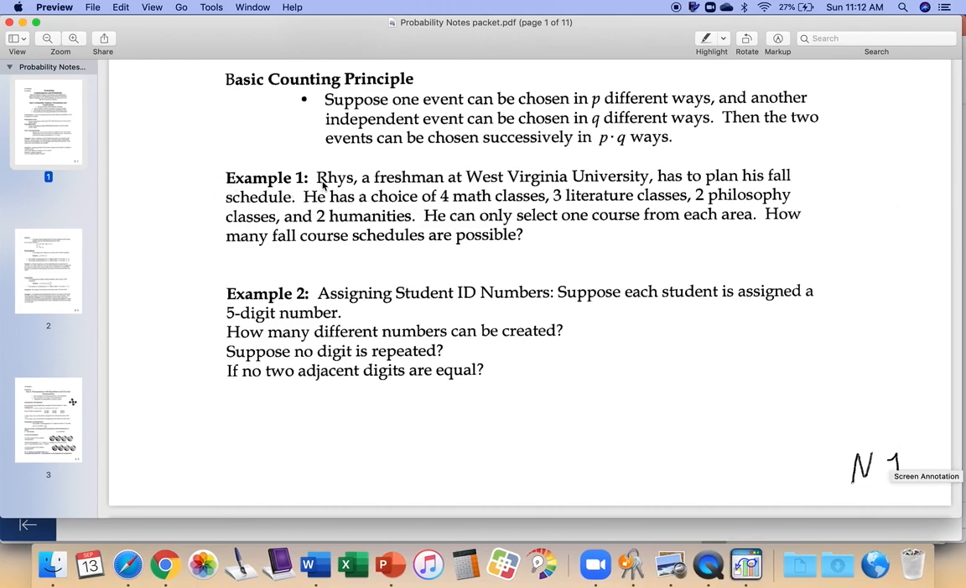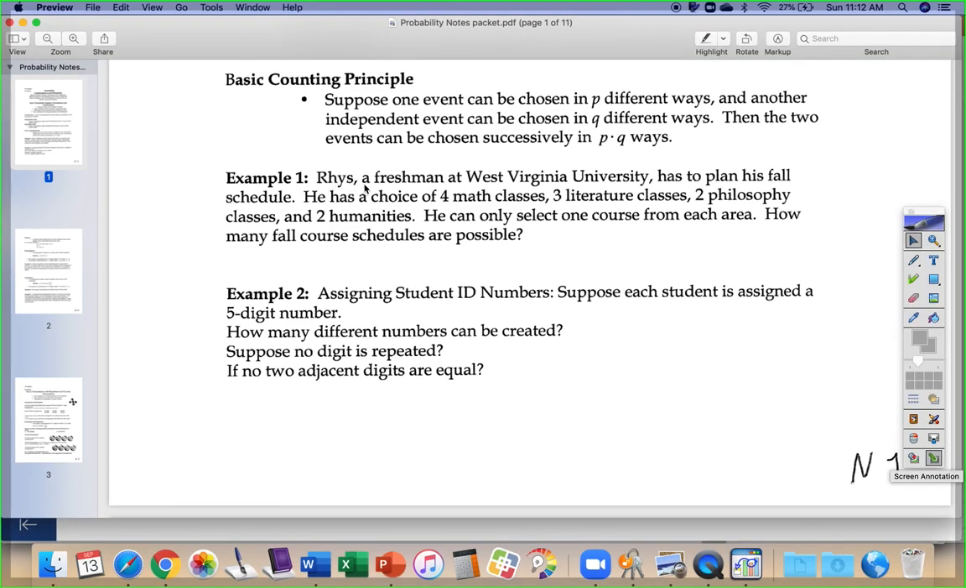So example 1. Rise, a freshman at West Virginia University, has to plan his fall schedule. So we've all just picked classes. We're here. So let's imagine if we had this for our college. He has a choice of 4 math classes, 3 literature classes, 2 philosophy classes, 2 humanities classes. He can only select 1 course from each of these areas. How many fall course schedules are possible? So this falls under the basic counting principle because I'm only selecting 1 from each category.